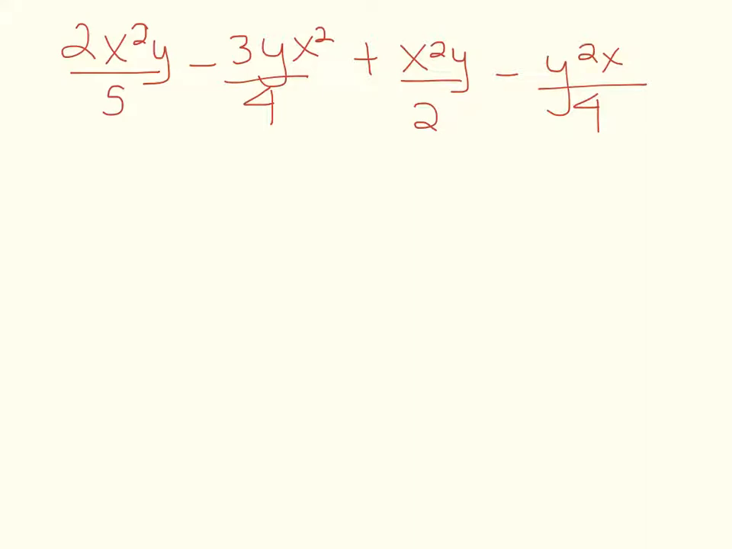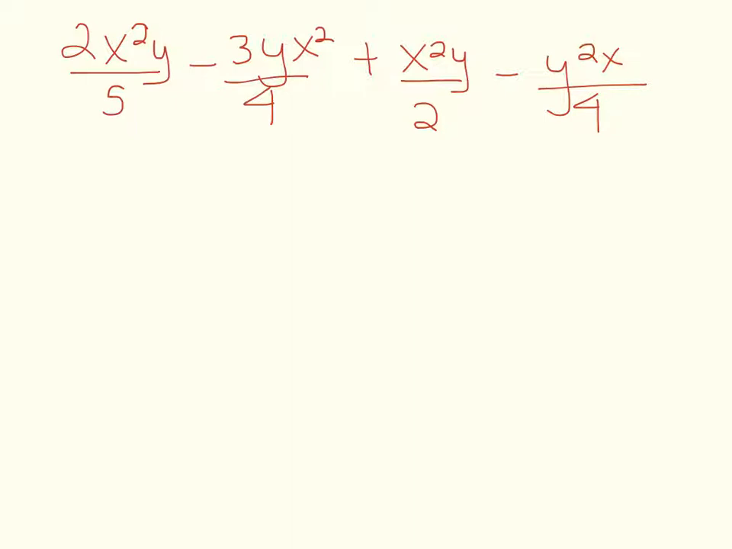So this comes from our review, which is question 3L, and we're simplifying this expression. The first thing that we're doing with this question, so we have 2x squared y over 5 minus 3y x squared over 4 plus x squared y over 2 minus y squared x over 4. The first thing we're going to look at, before we even consider getting rid of fractions or anything like that, is where are our like bases?